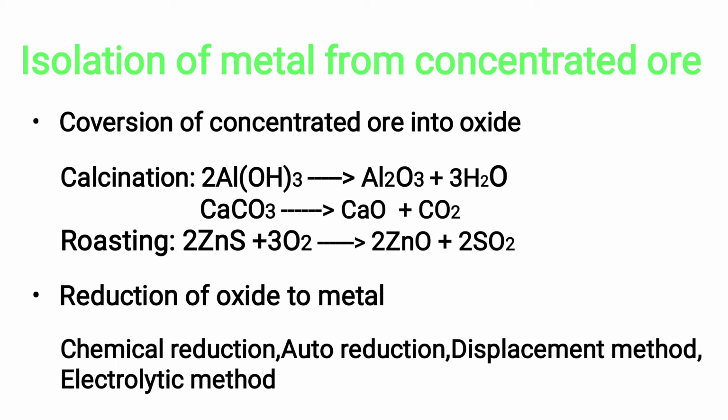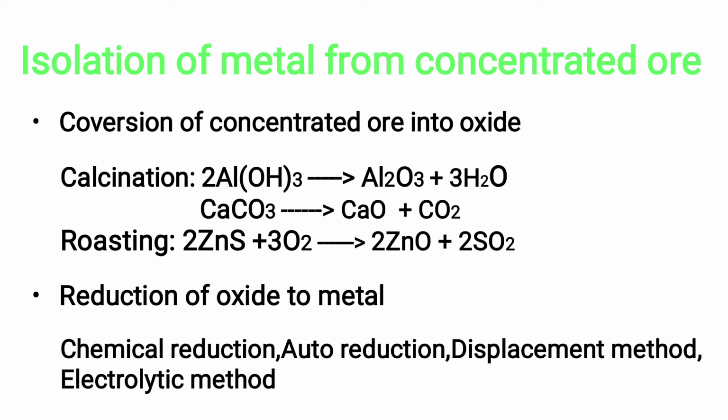The second one is the reduction of this oxide into the corresponding metal. It involves chemical reduction, auto reduction, displacement method, and electrolytic method. The chemical reduction involves reduction with carbon, reduction with hydrogen, aluminothermic reduction or Goldschmidt thermite process, and reduction with sodium and magnesium metal.